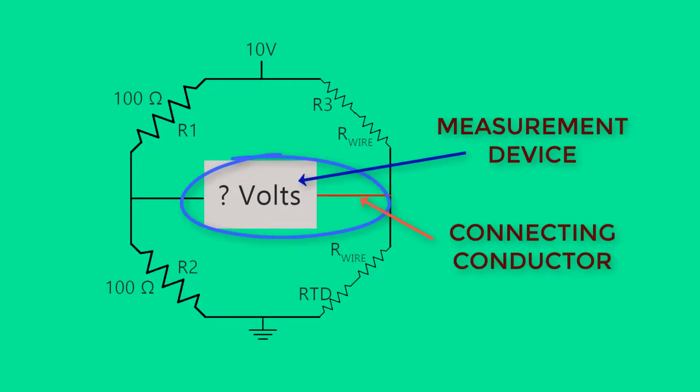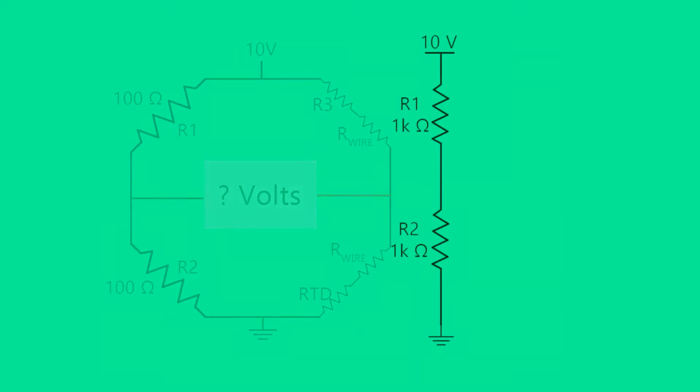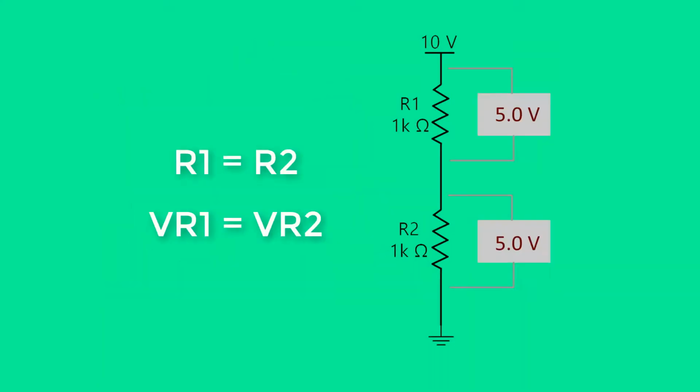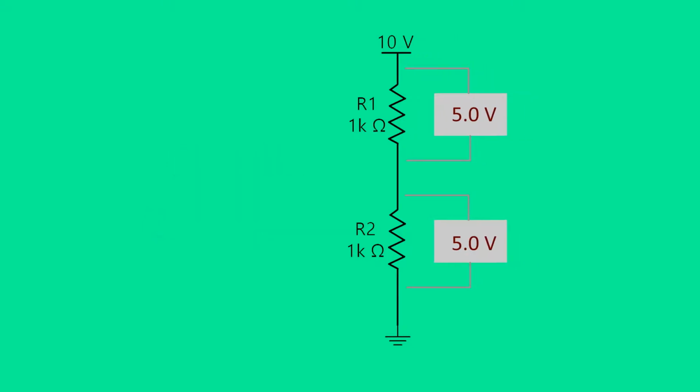For a bridge circuit to be complete, a measurement device must be connected in the center of the bridge. Let's examine how the measurement device and the connecting conductor affects the RTD bridge circuit. In the circuit shown, 2 1000 ohm resistors are placed in series and connected to a 10 volt source. Since both resistors are the same value, 5 volts is dropped across each resistor.